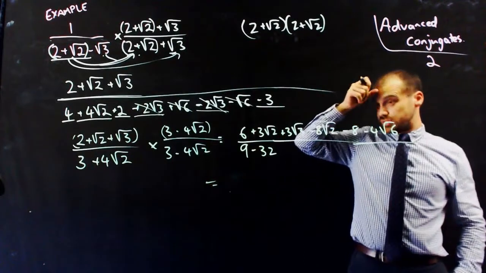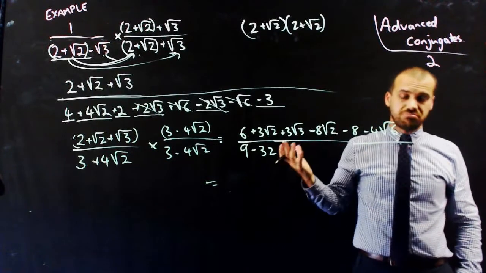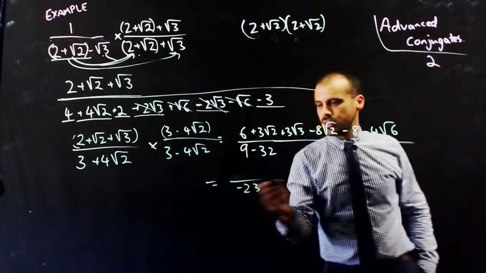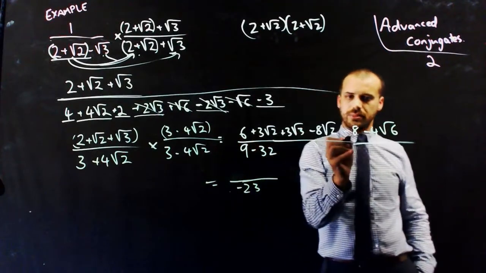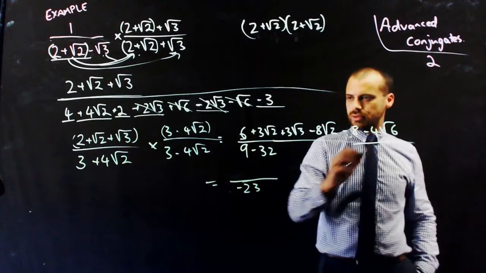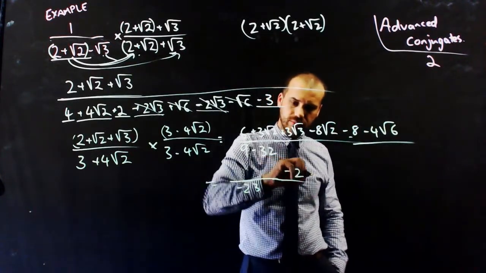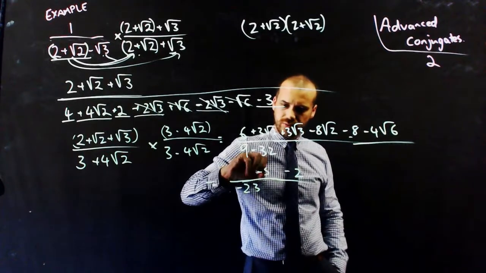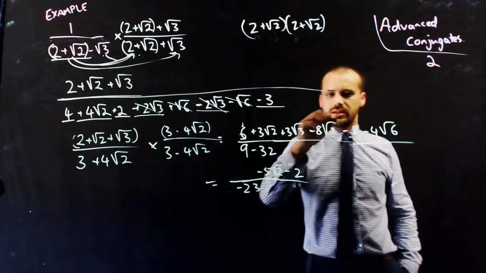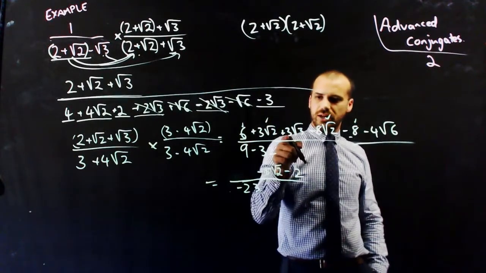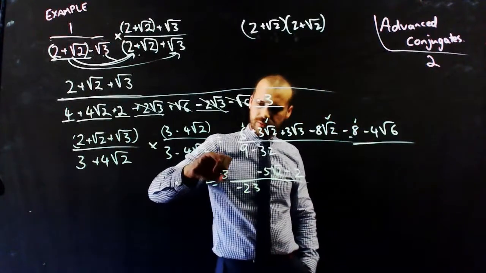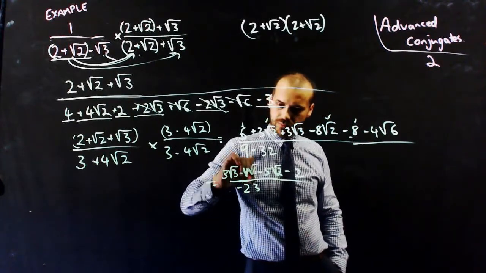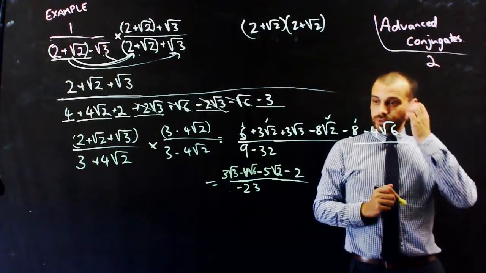Okay, 9 minus 32 is negative 23. And then 6 minus 8, they're my whole numbers, so that's negative 2. 3 root 2 minus 8 root 2 is negative 5 root 2. So I've done that, I've done that, I've done that. I've got a 3 root 3. And finally, I've got a negative 4 root 6. Woo! All right, tricky question.